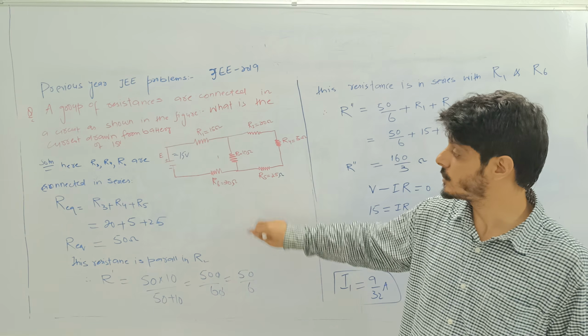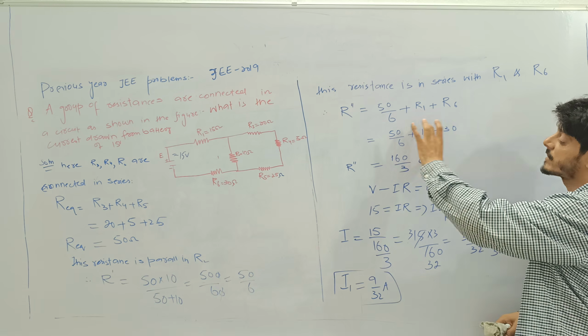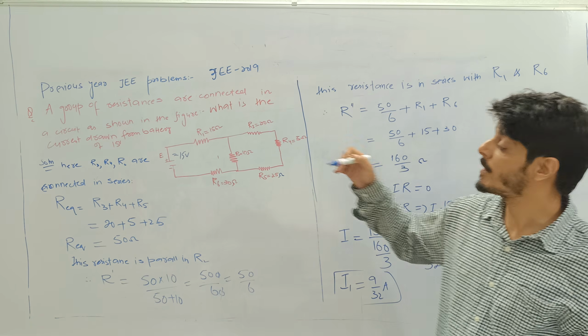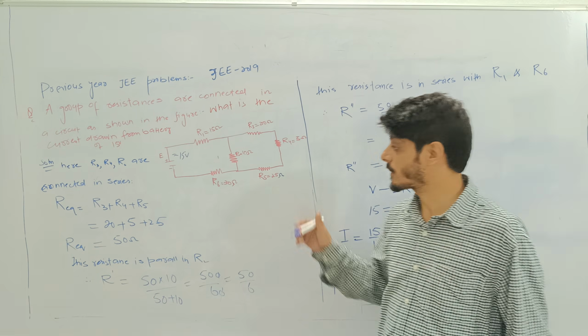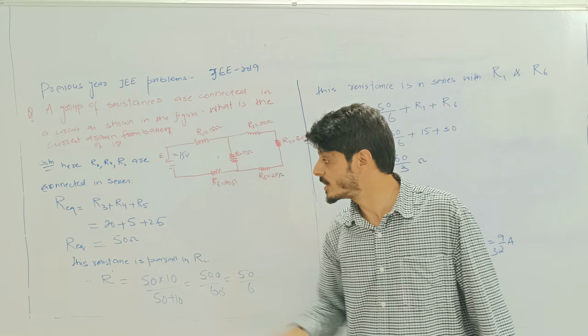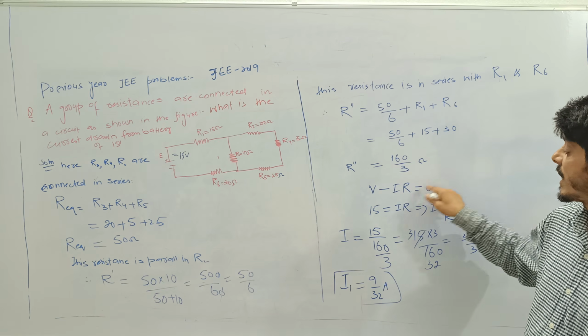Then that resistance is in series with the first resistance and the sixth resistance, from which I got the equivalent resistance. So now a potential of a 15 volt battery is also connected there. So that means the current drawn by this 15 volt battery is, by simply applying Ohm's law, V minus IR is equal to 0.